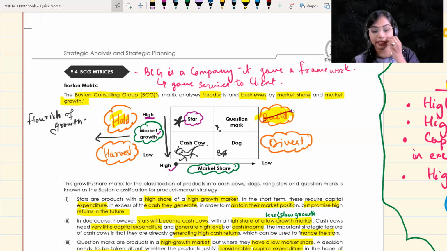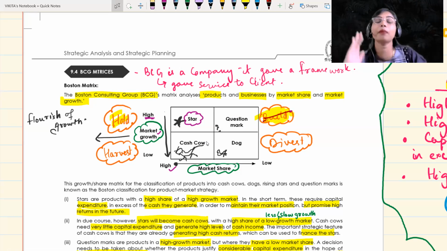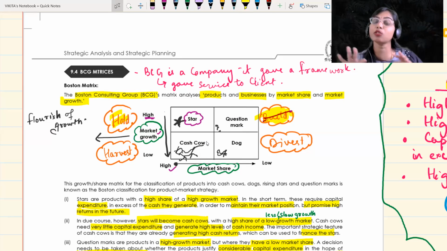Next coming is cash cow. Cash cow means what happens in this? We have low growth and high market share. It means the growth of the market is very low, but whoever knows the product is able to enjoy it or buy it and say that this is a beautiful product. So in this quadrant you need to harvest, you will get a lot of returns. You have to invest very little, and you will get a lot of returns.